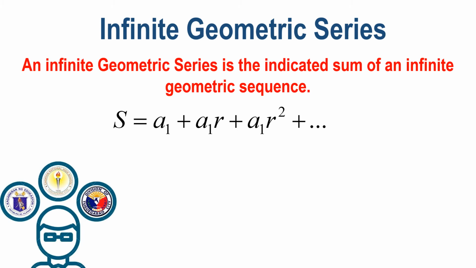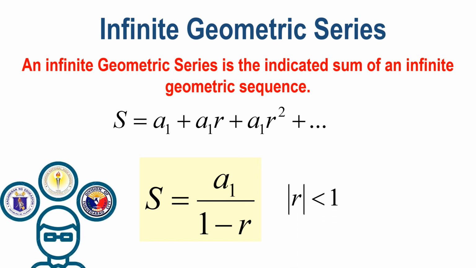Now, how do we get the sum of the terms of an infinite geometric sequence? We have the formula S is equal to a sub 1 all over (1 minus r). Notice, class, that a sub 1 here is the first term and r here is the common ratio. There is a condition here that r must be between -1 and 1, or in other words, the absolute value of our common ratio must be less than 1.